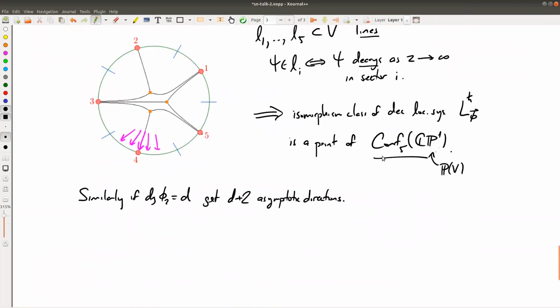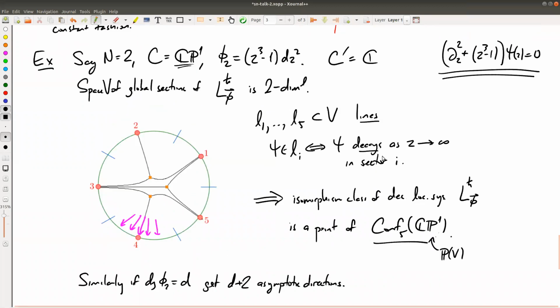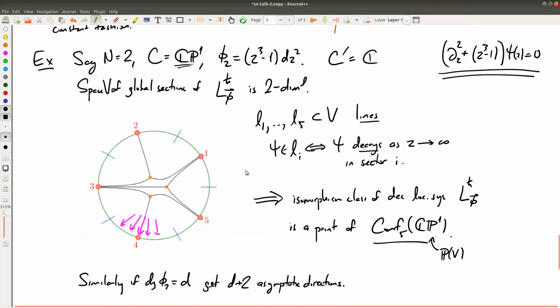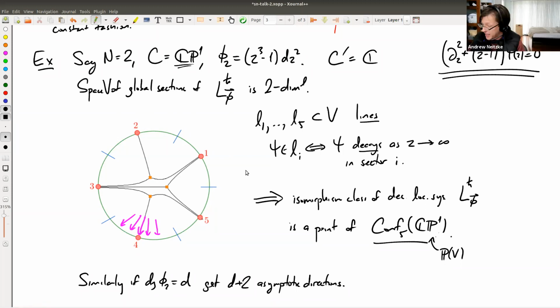Sorry, I have also another question. What are the conditions on the lines? Are they all different, or is it a true fact? Okay, very good. So we get a point of Conf5 of CP1, but indeed we don't get every point of Conf5 of CP1 in this way.